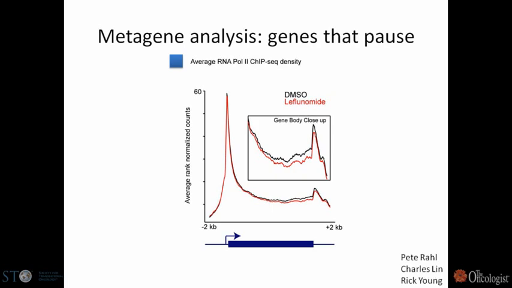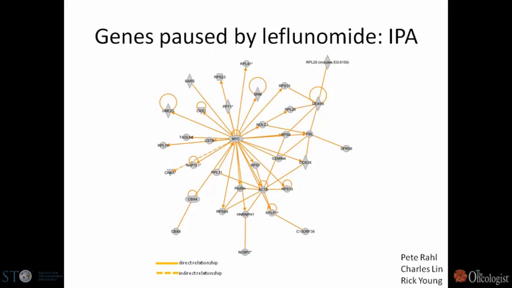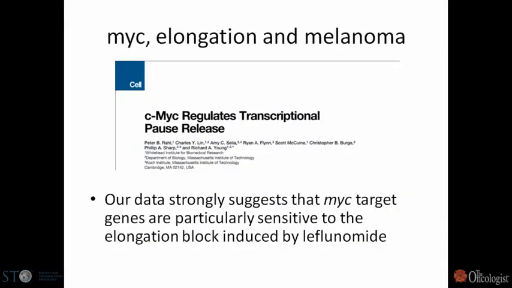And then we wanted to find out what are those genes that aren't elongating. And it turns out that most of those genes are MYC targets. And so this interactome is demonstrating that these factors are bound by MYC. And this was interesting because Rick had a paper that MYC actually regulates transcription pause release. And so it's one of the major factors that is regulating in cancer and in embryonic stem cells this elongation effect.